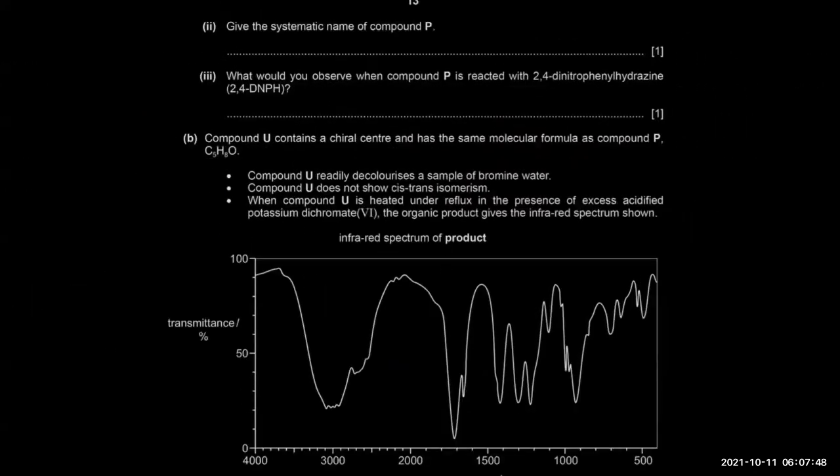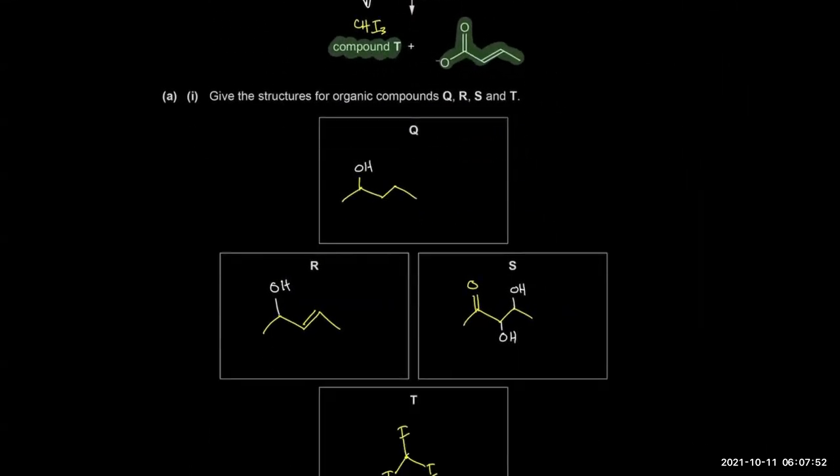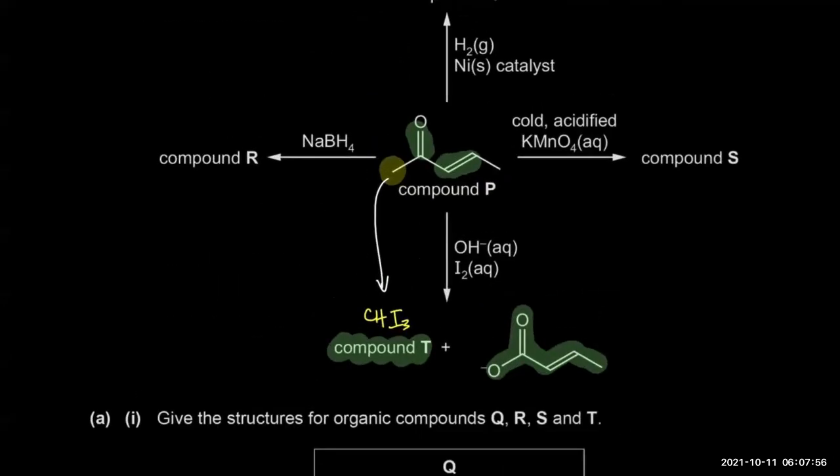Give the systematic name of compound P. What is compound P over here? Compound P का नाम क्या है? Let's see. It's 1, 2, 3, 4, 5 carbon atoms. So it's pent. Now, what gets higher priority in numbering? Will it be the ketone or the alkene? What will get priority in numbering? The ketone, right? It comes right at the end of the name.